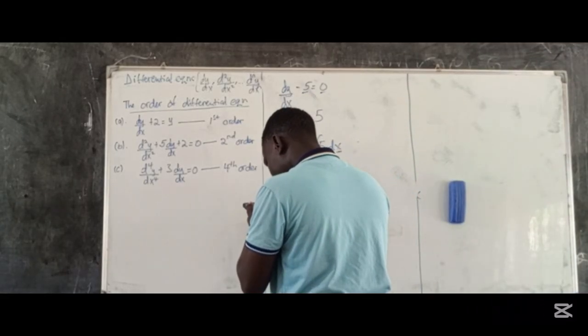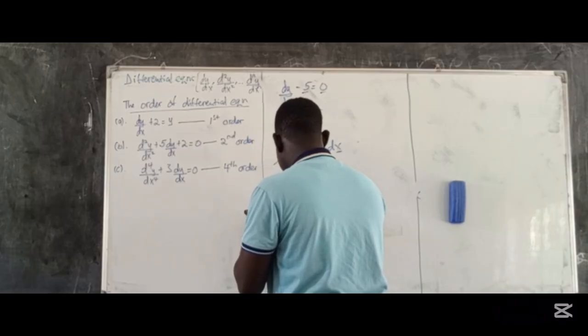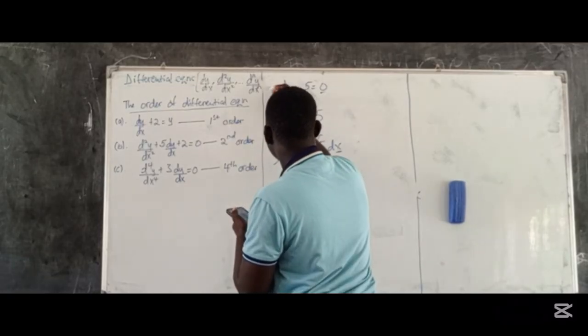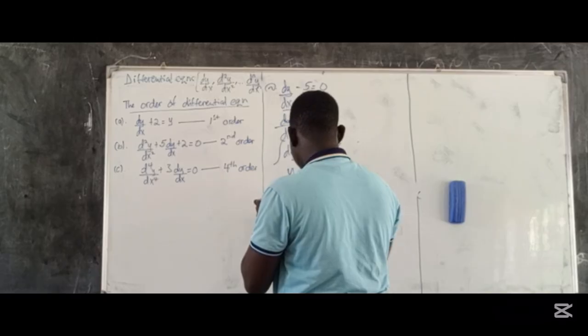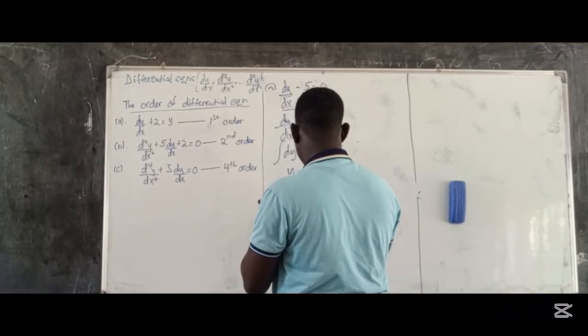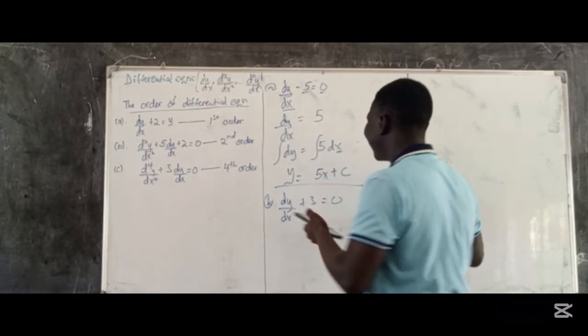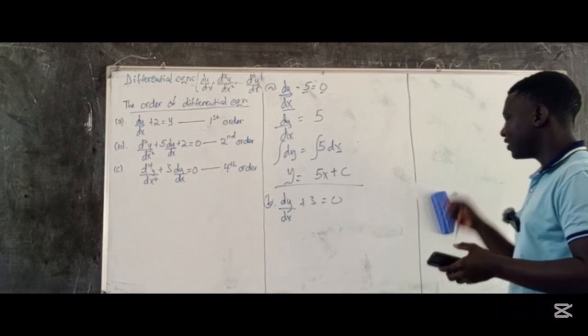If you have dy/dx, this is b plus 3 equals 0. Now this is the same thing. We are going to do exactly the same thing.